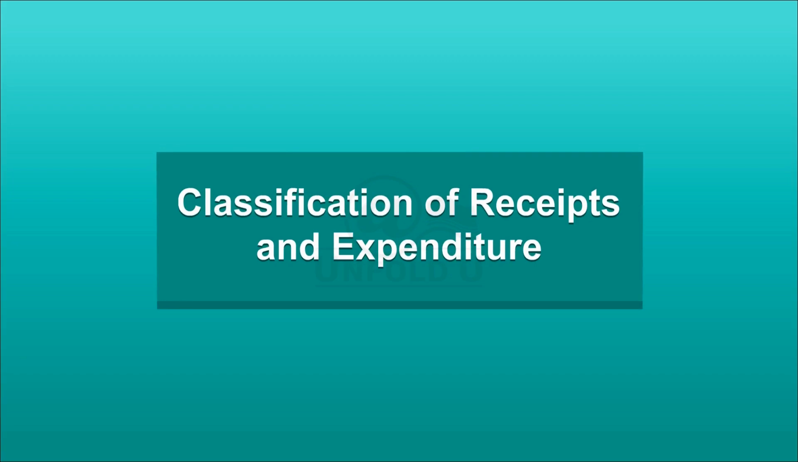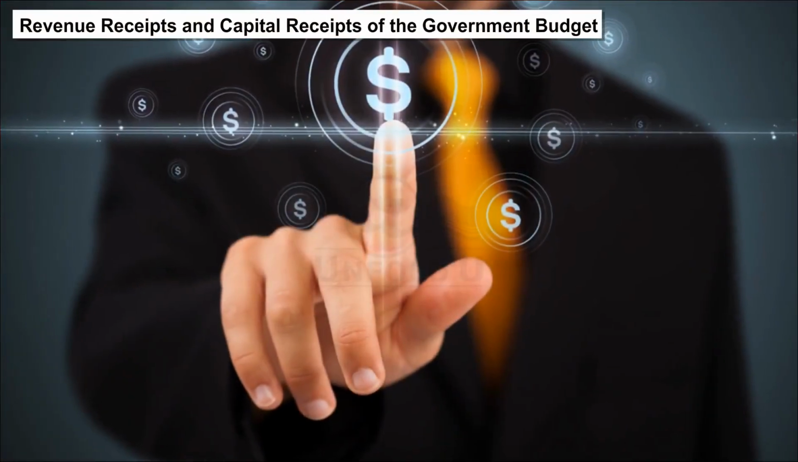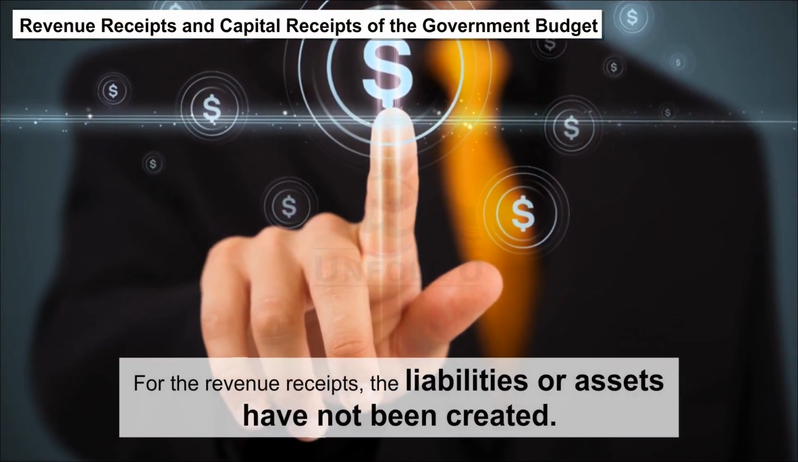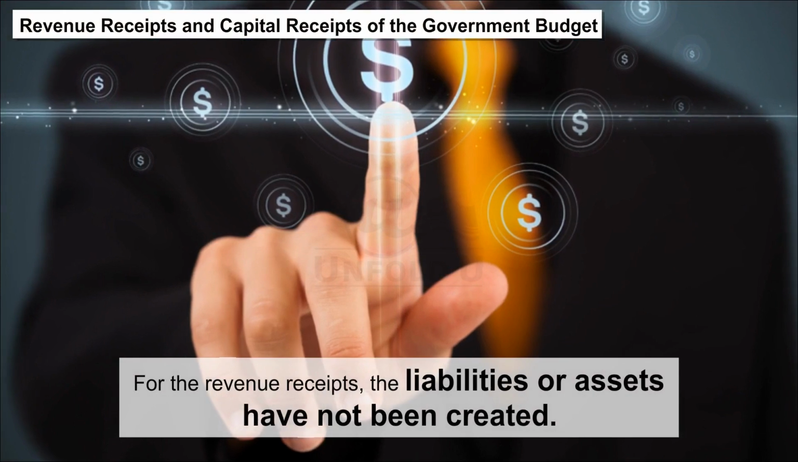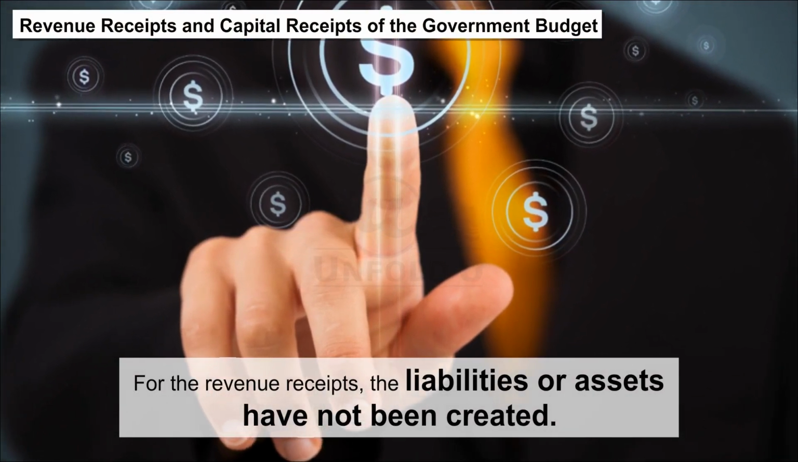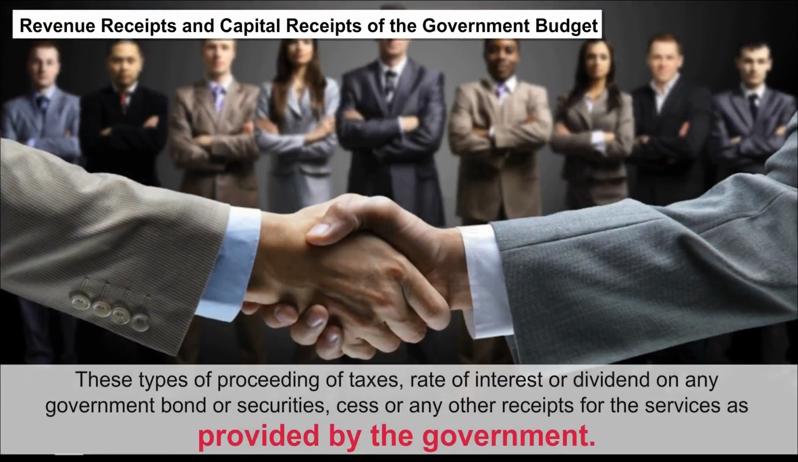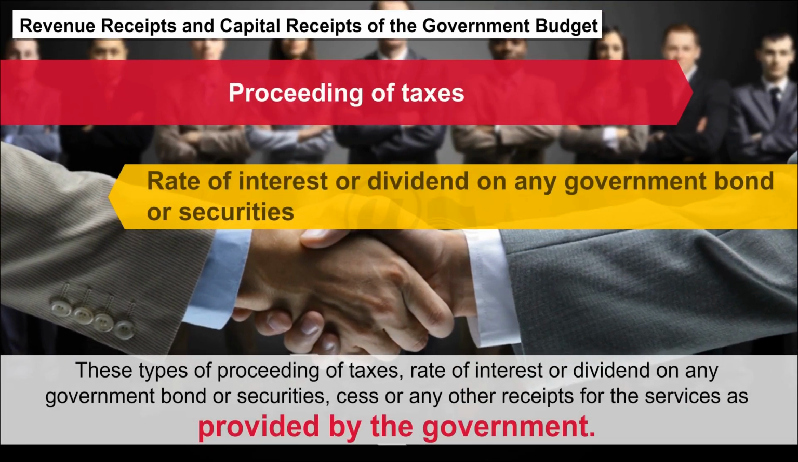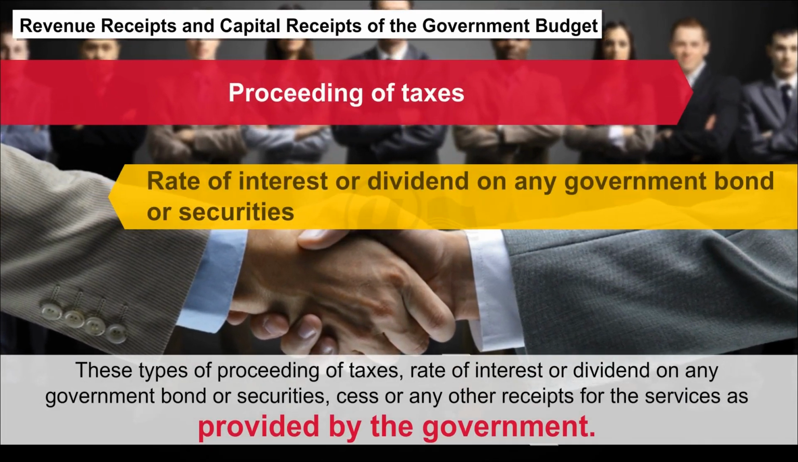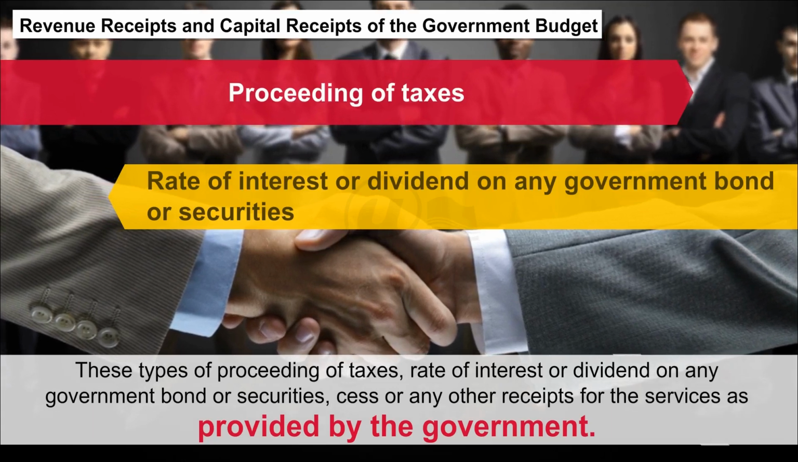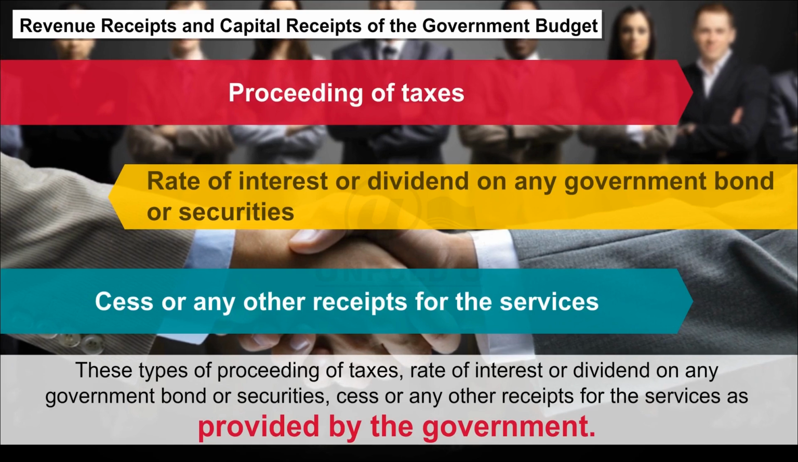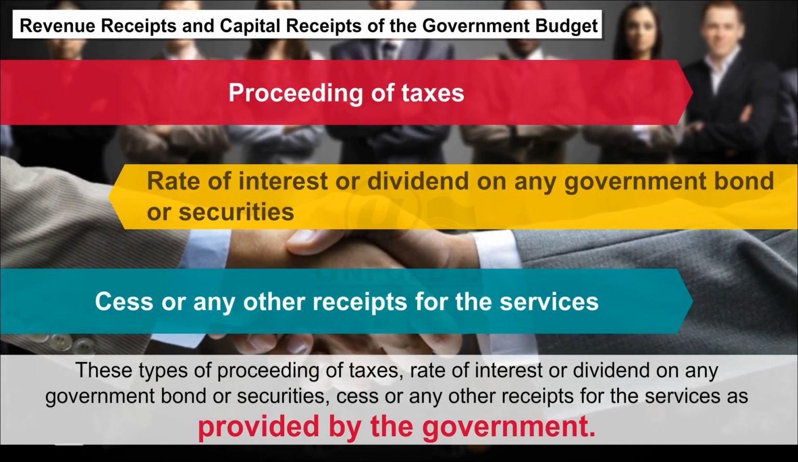Classification of receipts and expenditure. Revenue receipts and capital receipts of the government budget. For the revenue receipts, no liabilities or assets have been created. These are proceeds of taxes, rate of interest or dividend on any government bond or securities, cess or any other receipts for the services as provided by the government.